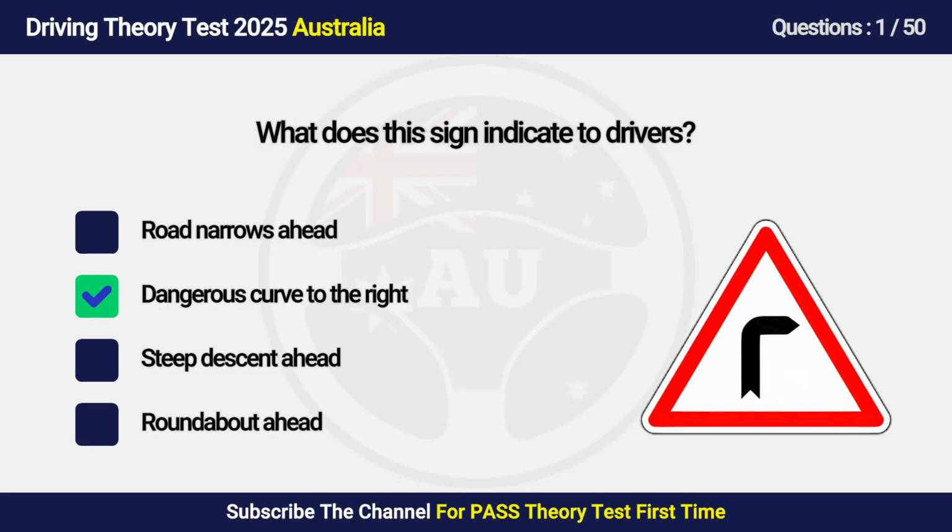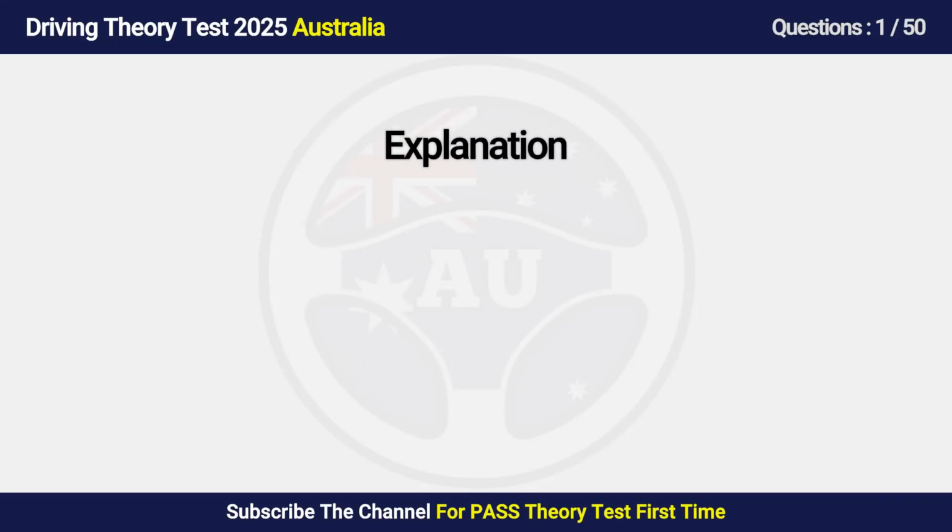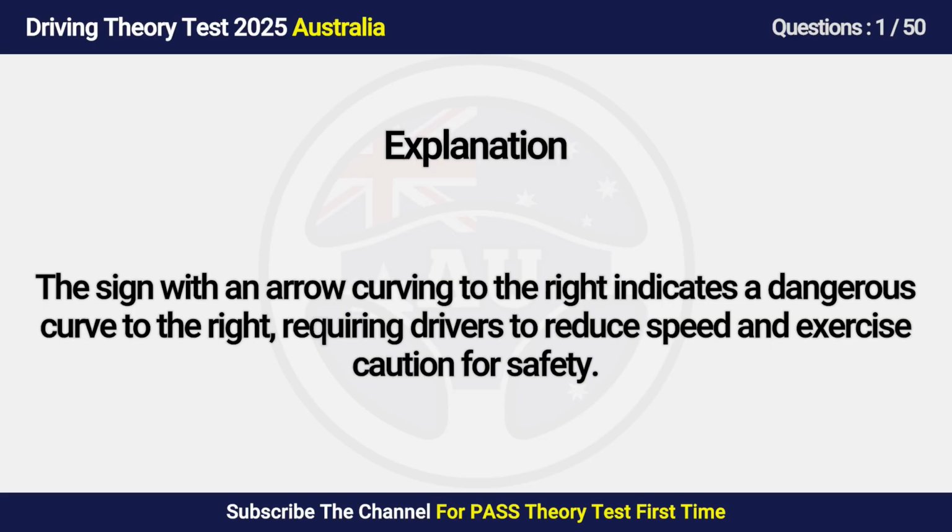Answer is B. Dangerous curve to the right. The sign with an arrow curving to the right indicates a dangerous curve to the right, requiring drivers to reduce speed and exercise caution for safety.